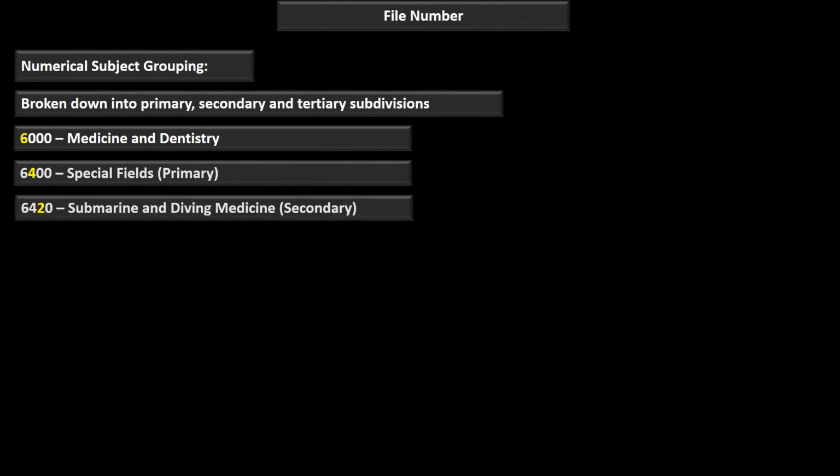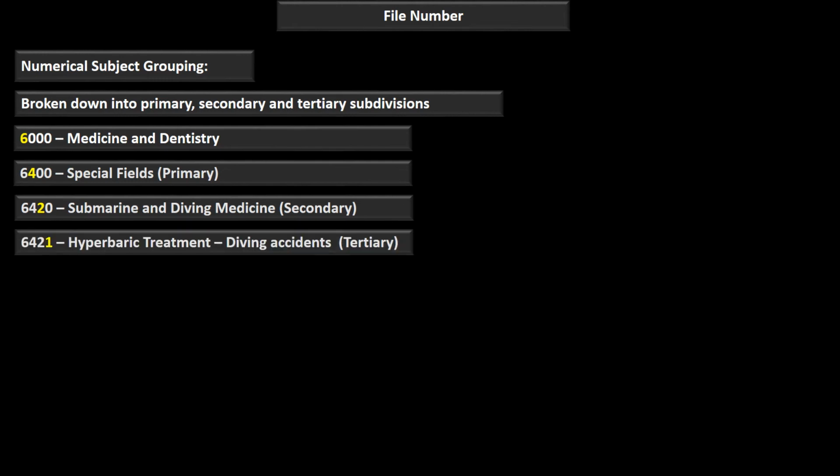All right, moving on to the secondary number. If we have a 2 on there, that would designate it as submarine and diving medicine, and then the 1, hyperbaric treatment for diving accidents, okay? So if we had an instruction on diving accidents and hyperbaric therapy, the 1 would designate it as so. The 2 has to do with diving medicine. The 4 is a special field, and the 6 all falls under medicine, and that's how that number is assigned to that instruction.